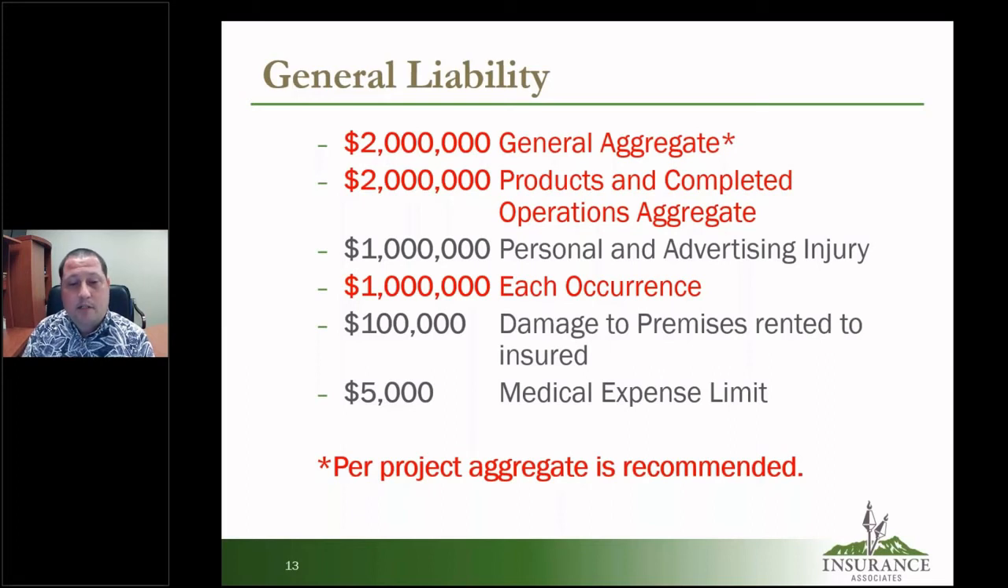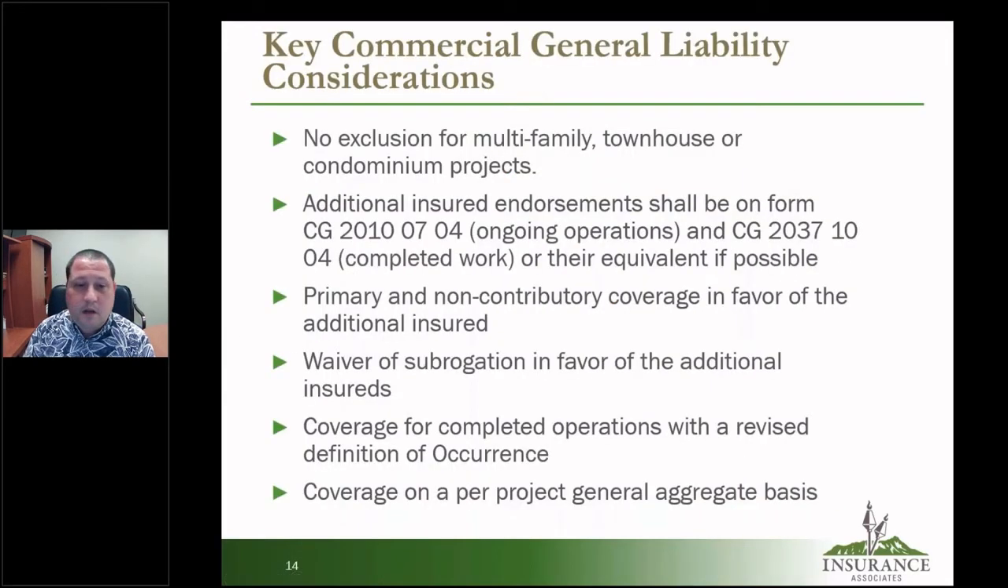The each occurrence limit applies to all bodily injury and property damage claims. We already went over the definition of occurrence. Damage to rented premises is if your association rents a room for the annual meeting and you cause damage to the room, it'll be covered. The medical expense limit is goodwill coverage for bodily injury accidents, regardless of fault. The next slide is just a recap of the important things we've already gone over.